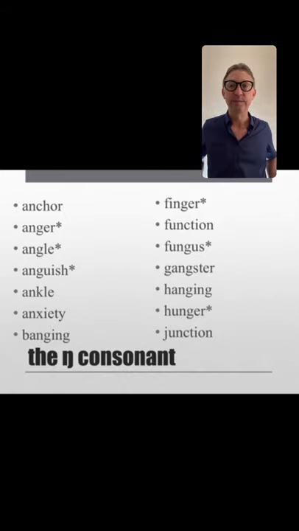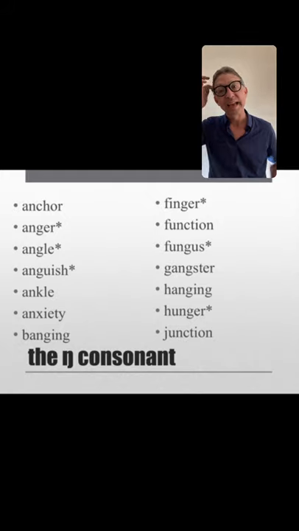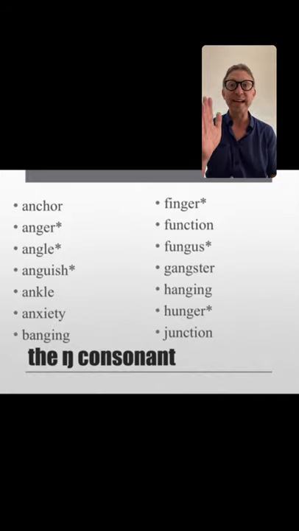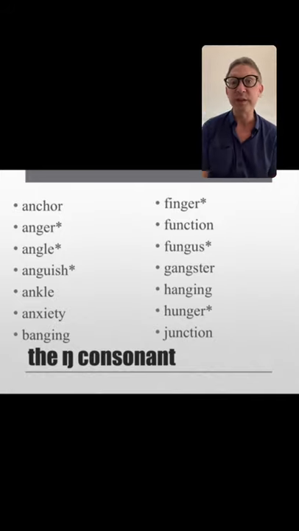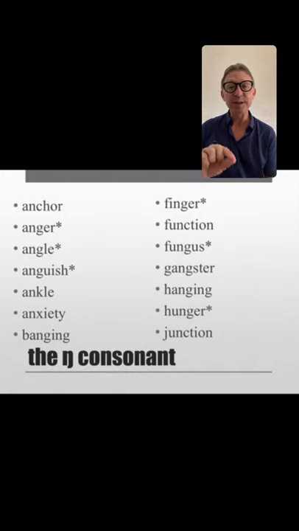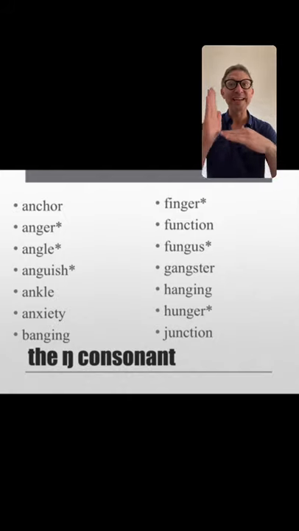Anger. Angle. We have a right angle. This is a geometric term. When we have 90 degrees, we call this a right angle in geometry.